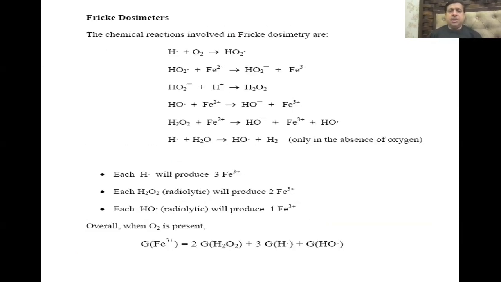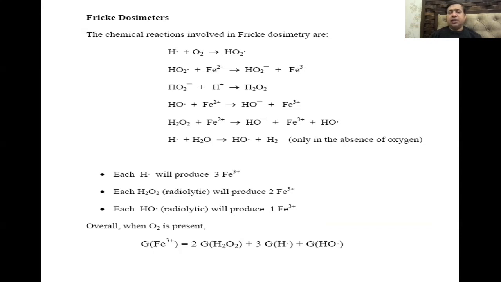Now, what is the chemical reaction involved in Fricke dosimetry? They are very simple. The hydrogen radical reacts with oxygen, leading to the hydroperoxyl radical. Then the hydroperoxyl radical reacts with the ferrous ion, and the ferrous ion undergoes oxidation to ferric ion and HO2 negative. Then HO2 negative reacts with H positive and forms hydrogen peroxide. Again, the hydroxyl radical reacts with the ferrous ion, and the ferrous ion again undergoes a reaction to form ferric ion, along with the formation of hydroxyl ion.